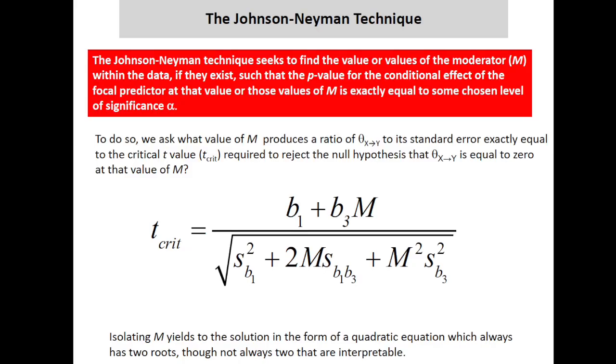Okay, so it really reverses the problem. Whereas with the pick-a-point approach, we have to choose M, and then find out, well, is the conditional effect of X on Y significantly different from 0 at those values? But how do you choose M? Well, let's reverse the problem. Let's find the values of M for which the effect of X on Y is different from 0, and the values for which it's not.